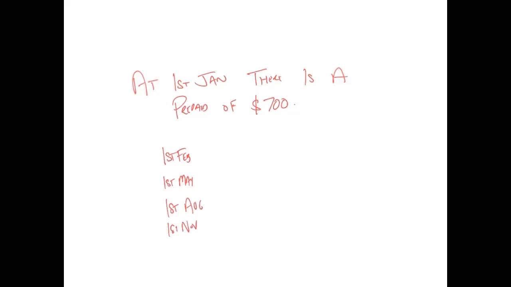Now, if at 1st Jan there's a prepaid of $700, that means that prepaid is only of 1 month. Why is it of 1 month? Because whatever we pay in November is for November, December and January. So at 31st December, of whatever you've paid in November, 1/3 is still left. If that 1/3 represents 700, then that would mean the rent of 1 month is also 700.